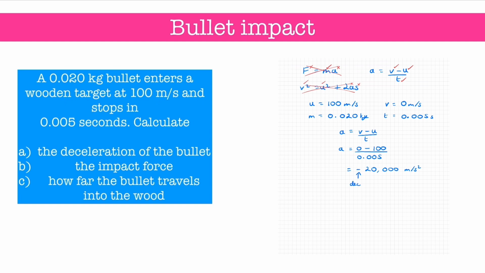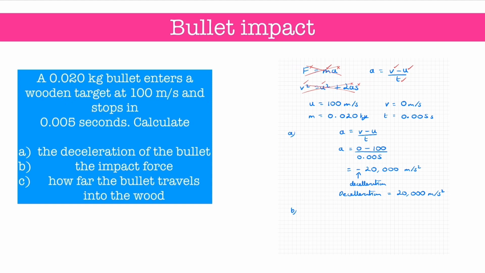a deceleration. Now, as the question is worded that they want a deceleration, we do not need to write the minus sign. So when we write the answer, we will just say that the deceleration is 20,000 metres per second squared. Also, when you're writing the units, don't forget the squared on metres per second squared, otherwise you may lose a mark. Now for part B.